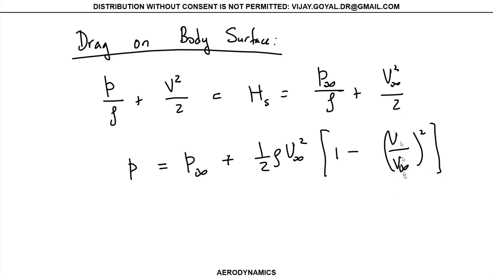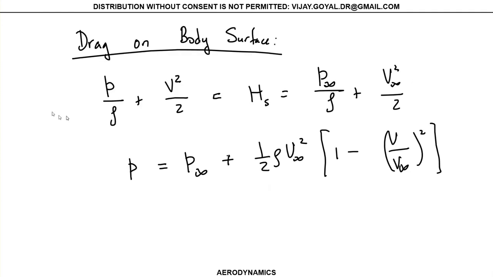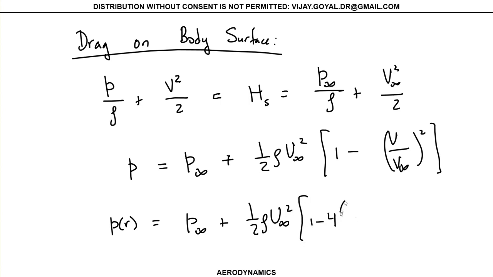And if we realize this quantity we found, we know that quantity. It's right here. So this V divided by V infinite, I can replace it there. And then you can show that your P of R, everything as a function of R, would be the following equation: P infinite plus 1/2 rho infinite V infinite squared times (1 minus 4 times R over RL squared plus 3 R over RL to the fourth).